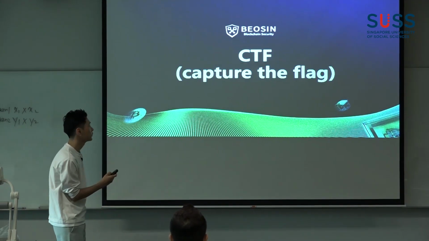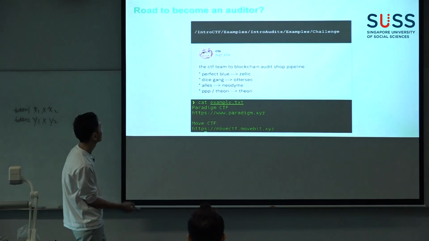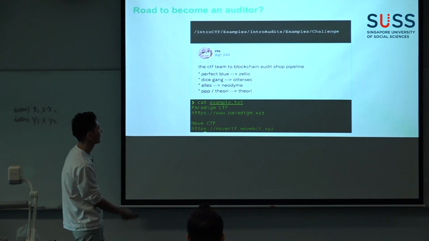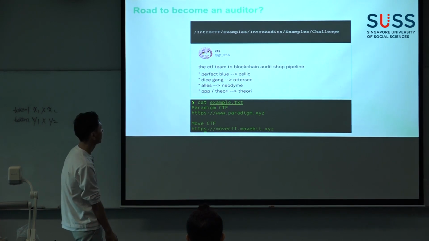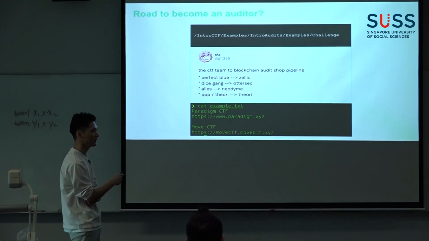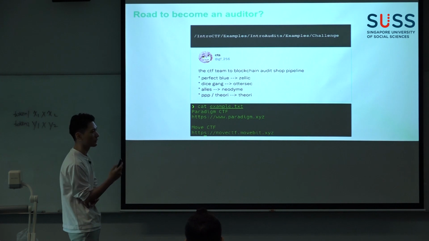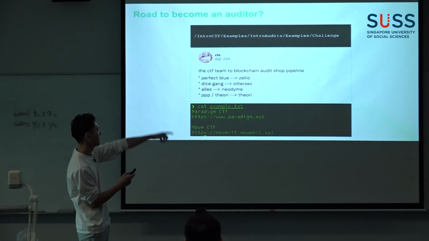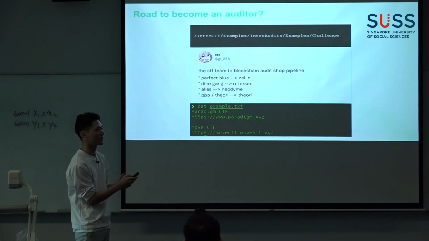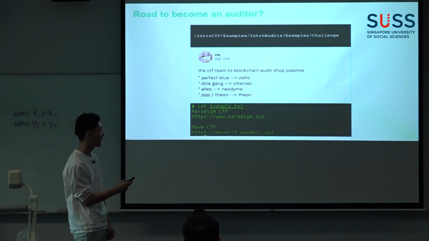And now I'm going to introduce capture the flag. So here's a tweet by one of the security researchers on Twitter. Currently in the blockchain space, most security companies are rooted in CTF teams. So basically, we came from a traditional security background and migrated to Web3. For example, companies like Zellic, OtterSec, NeoDyme, and Theori are very famous companies specialized in EVM, Rust, and Move, and they perform audits for lots of important projects. And most of them were just college CTF teams several years back.